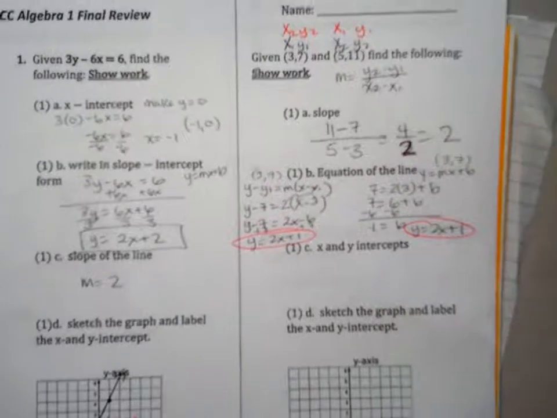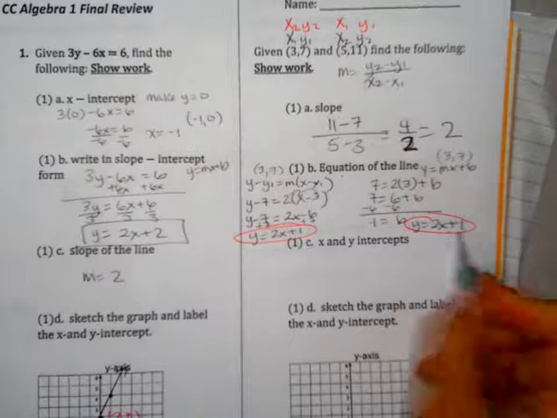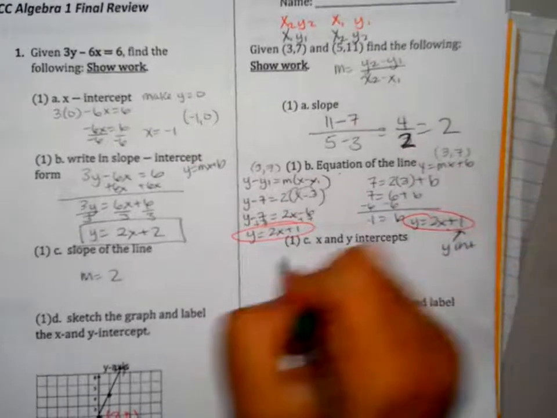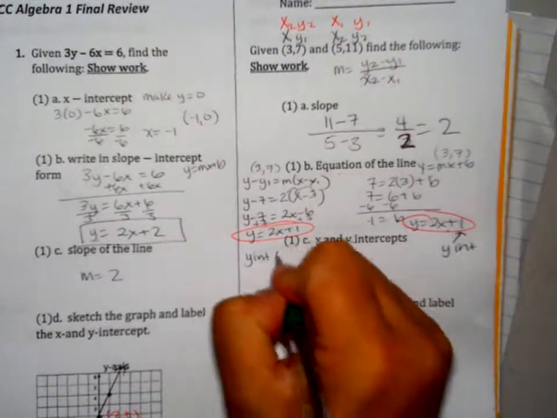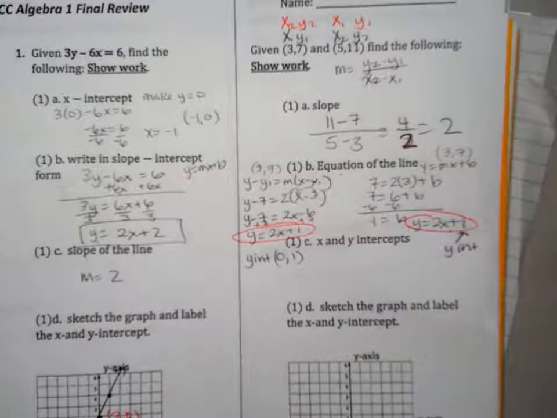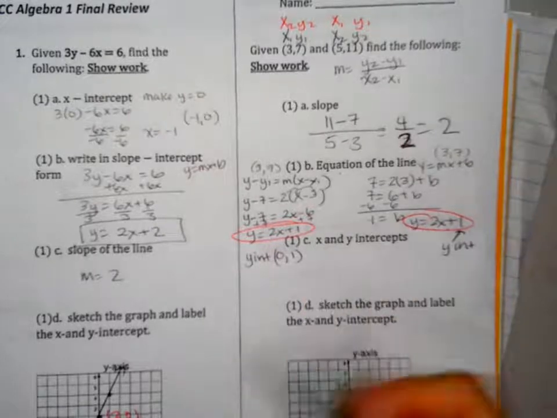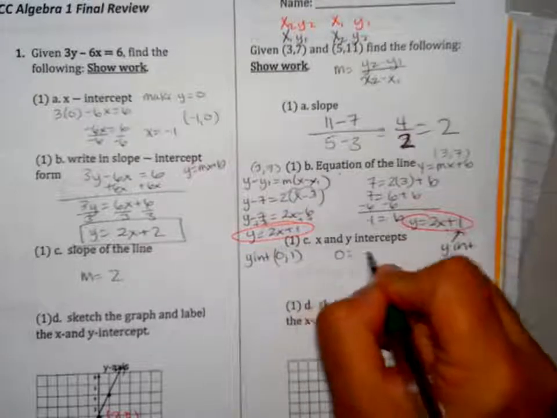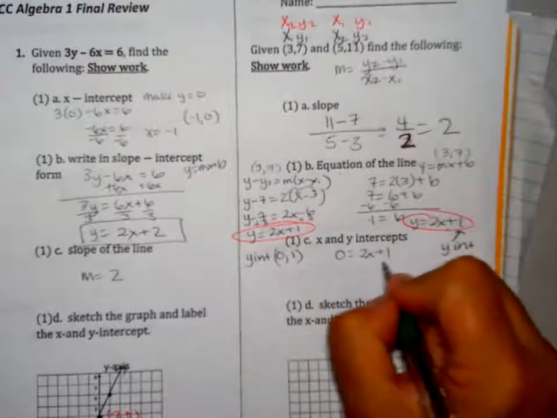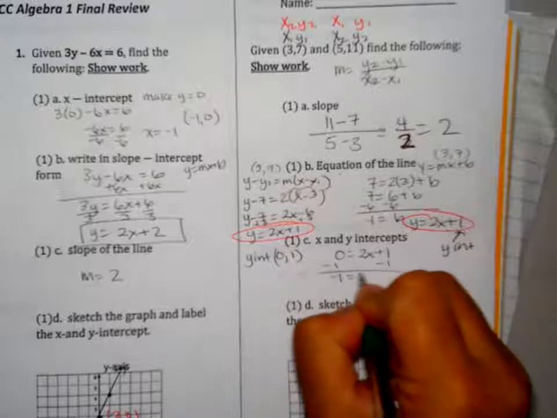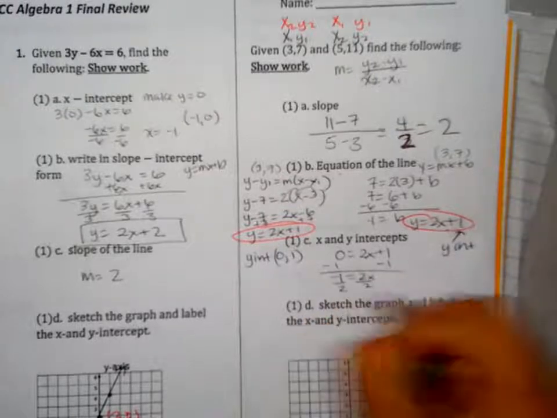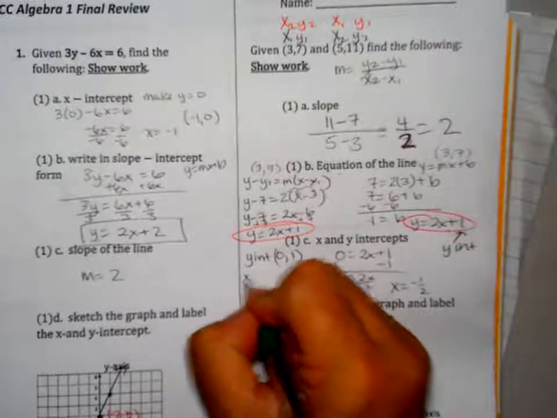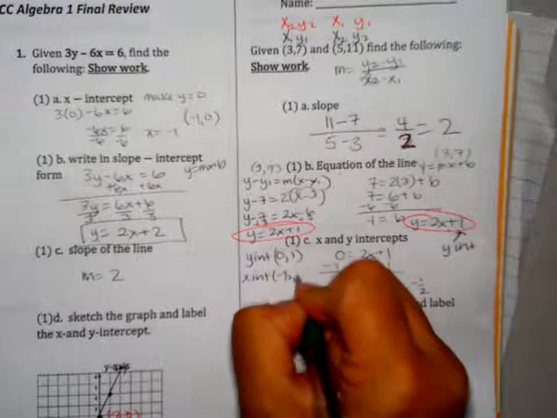Part C, find your x and y intercepts. Well, you already have it here. You know that this guy right here, there's your y-intercept. Okay, so my y-intercept is (0, 1). Okay, how do you find an x-intercept? You make y equal to 0. So let's use our easy equation here, and I'm going to get 0 is equal to 2x plus 1, and I'm just going to solve. Negative 1 is equal to 2x. Divide both sides by 2. x is equal to negative 1/2. So my x-intercept is (negative 1/2, 0).